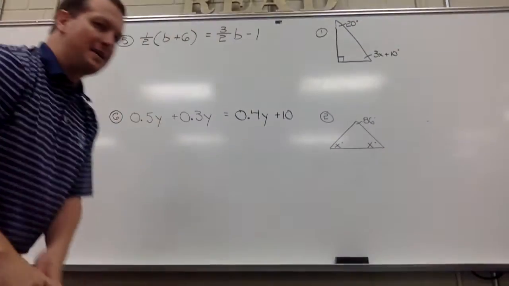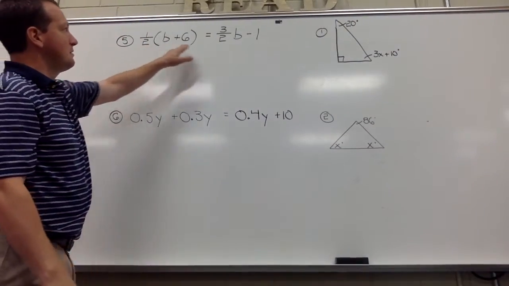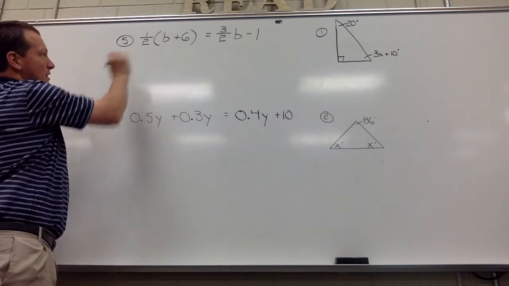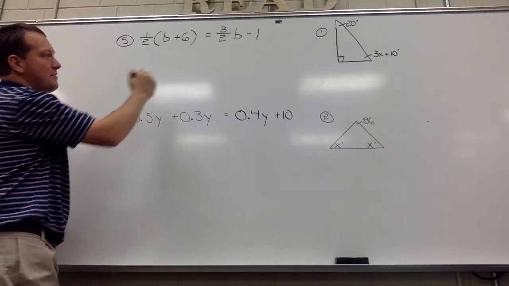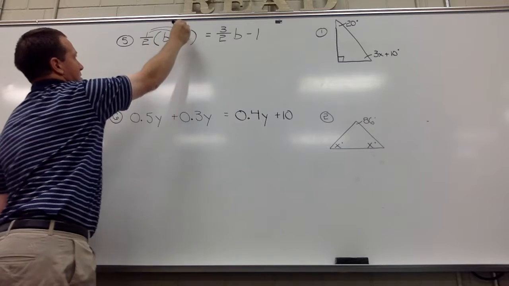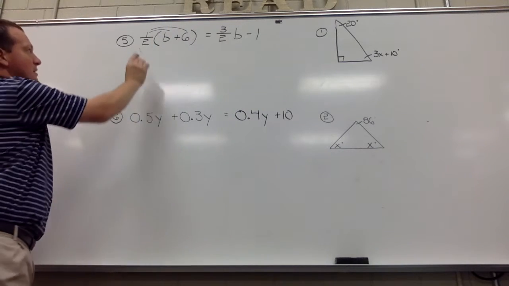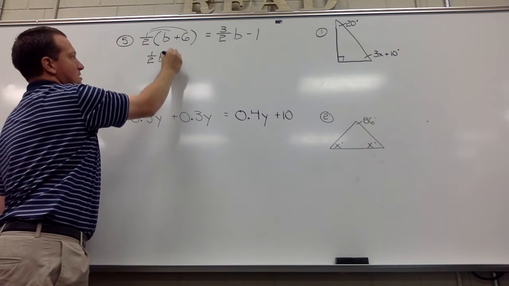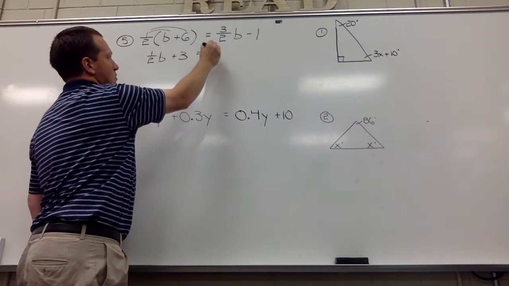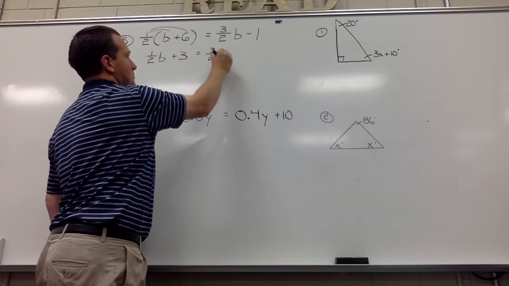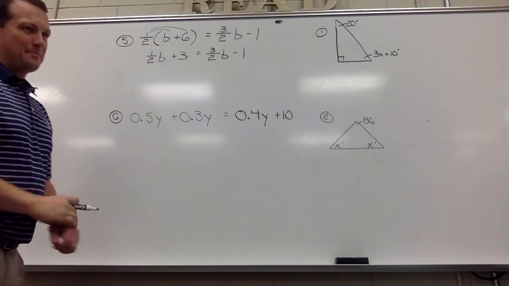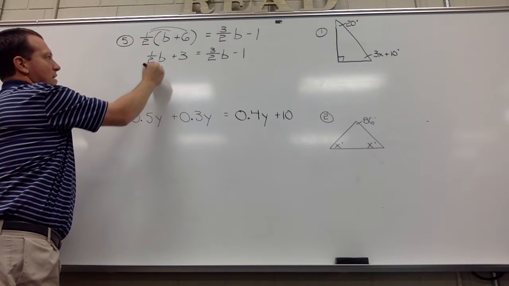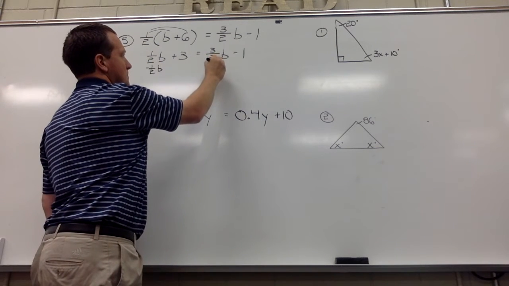So example 5 here, we are going to take a look at B variables that are going to have some fractional coefficients. Left side of example 5, I'm going to have to first multiply my 1/2 outside in. 1/2 times B will just be 1/2 B. 1/2 times 6, half of 6 is 3. That's going to equal 3/2 B minus 1. Now I look at my fractional values, 1/2 and 3/2. 1/2 is smaller, so I'll subtract 1/2 B from both sides.